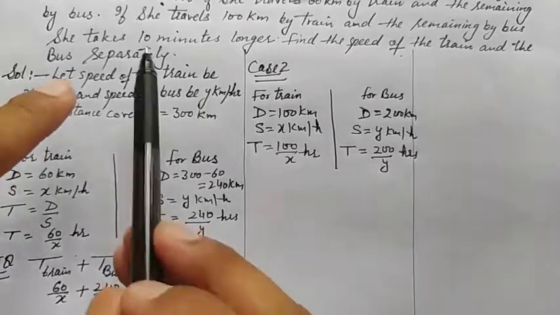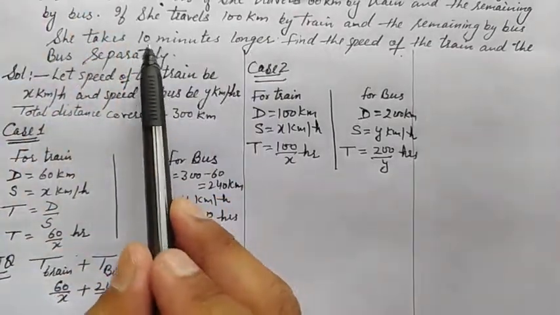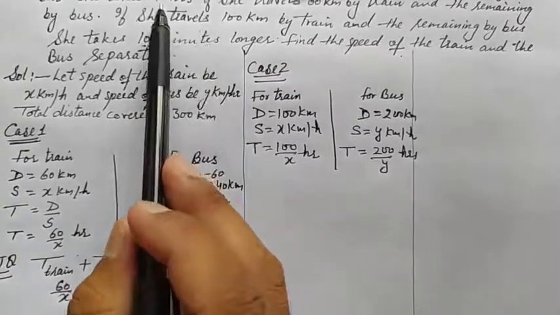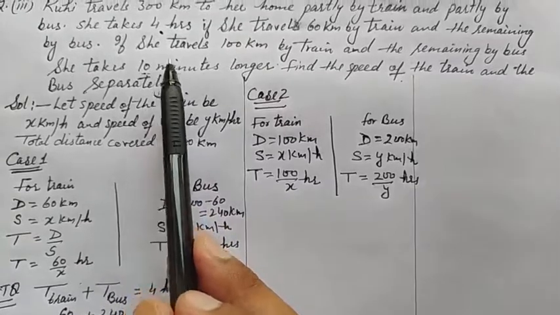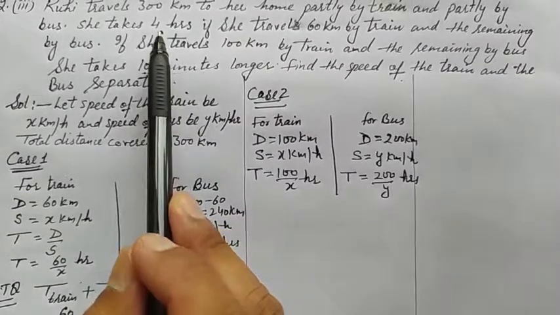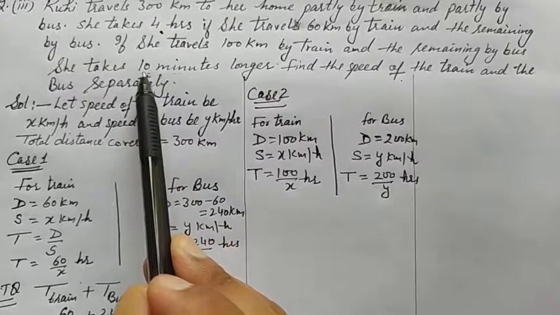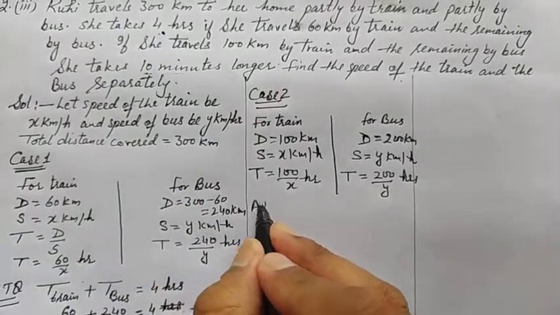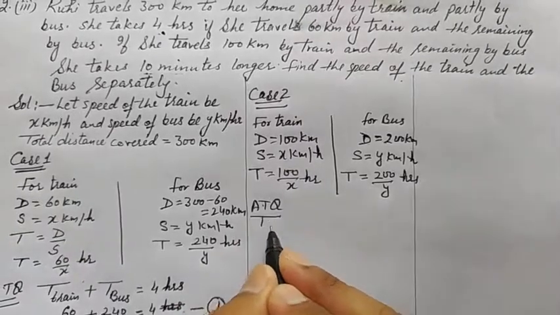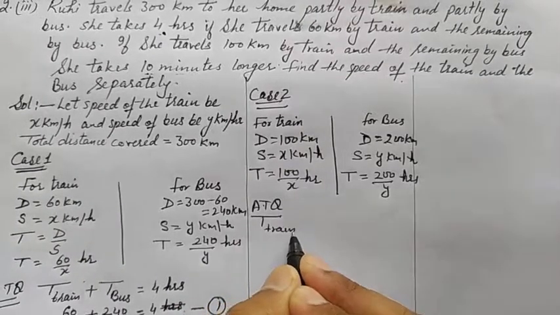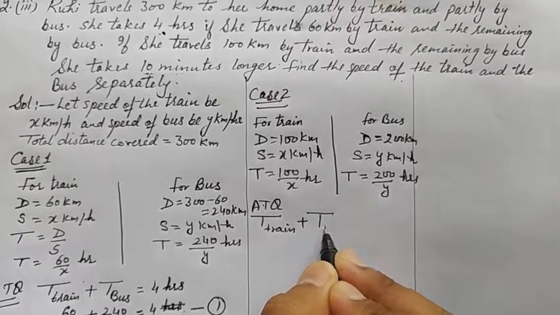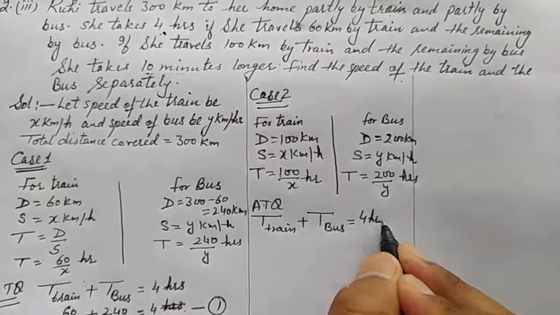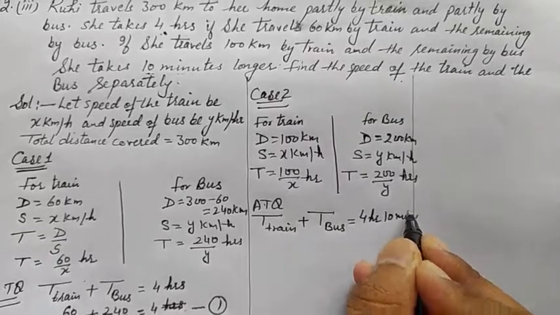Now if you see here, total time taken in the second case is 10 minutes longer than the previous case, 10 minutes longer than the first case. So in the first case time is 4 hours, so in the second case time will be 4 hours 10 minutes. So we'll write according to the question, time taken by train plus time taken by bus is equal to 4 hours 10 minutes, right?